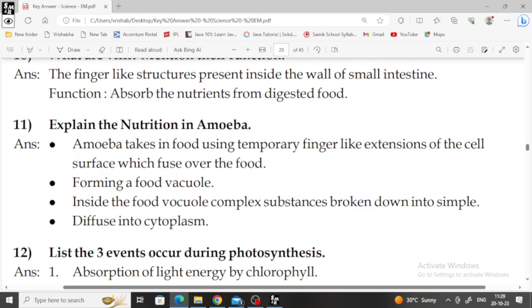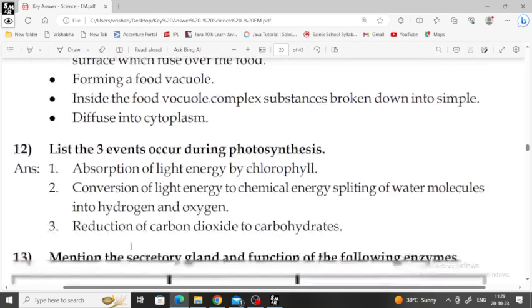Amoeba takes in food using temporary finger-like extensions of the cell surface, which fuse over the food, forming a food vacuole. Inside the food vacuole, complex substances are broken down into simple ones, which diffuse into the cytoplasm.